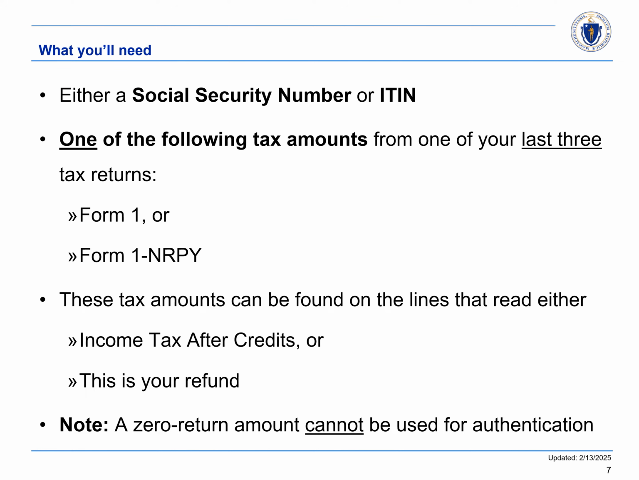You will need to provide either a Social Security number or ITIN. Next, you'll need to provide one of the following tax amounts from one of your last 3 tax returns. These can be found on the lines that read Income Tax After Credits or This is your refund. Note that a 0 return amount cannot be used for authentication.